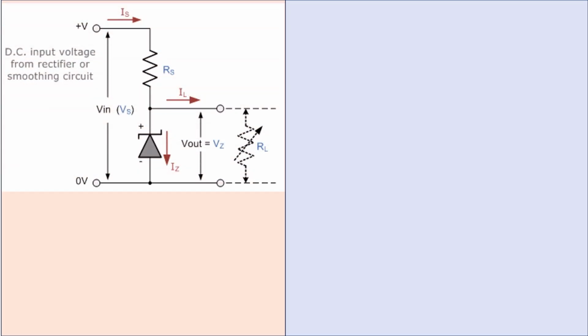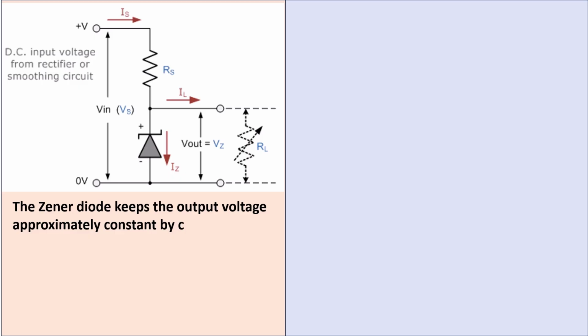Here we have a circuit with a Zener diode in it. You can see Rs above the Zener. The Zener diode keeps the output voltage approximately constant by conducting only the excess current required to maintain its Zener voltage.